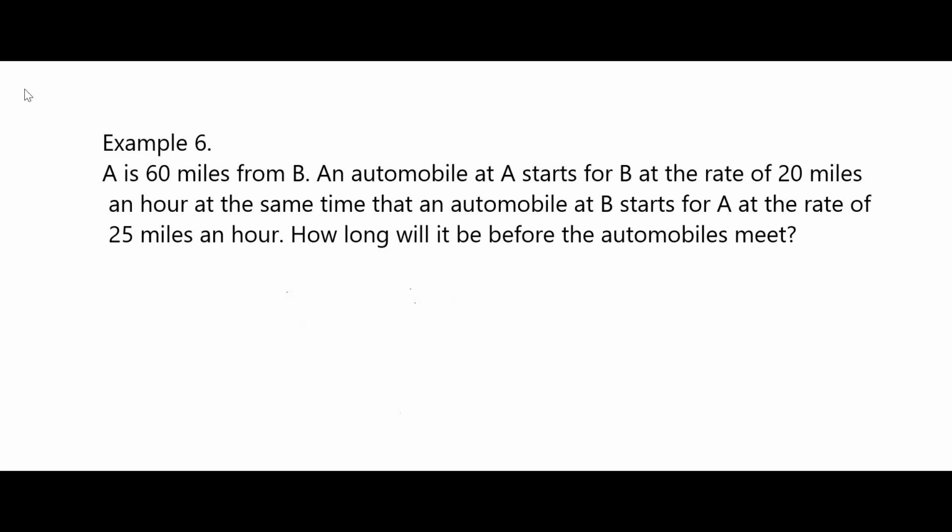Example 6. A is 60 miles from B. So if this is the distance between A and B, this is A and this is B. The distance in between them is 60 miles. An automobile at A starts for B at the rate of 20 miles an hour at the same time that an automobile at B starts for A at the rate of 25 miles an hour. How long will it be before the automobiles meet?